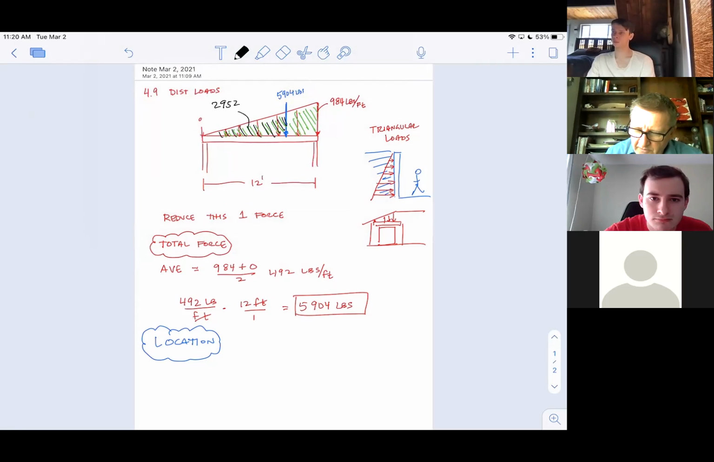So I guess the question is where is that? In other words, if I said this is over a distance of X right there, is that 3/4? In other words, 9 feet, or maybe 2/3, as you said, maybe it's 8 feet. Where would that be?